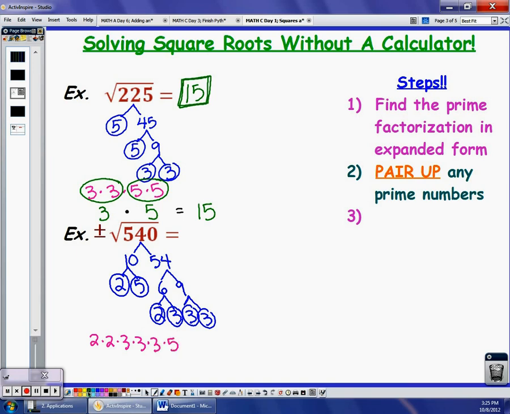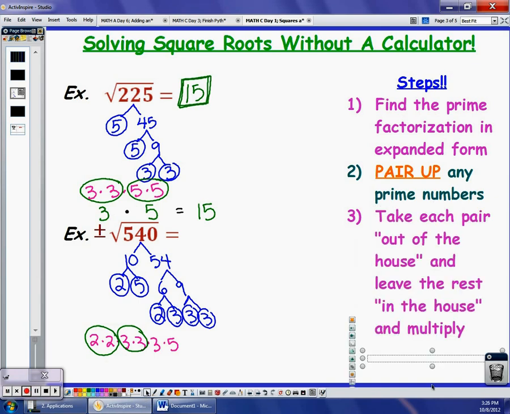Moving on to step 2, I need to pair them up. I notice that I have a pair of 2's and a pair of 3's, but the 3 and the 5 are still left over. This is when the third step comes into place. The third step says to take each pair out of the house and leave the rest in the house, and then multiply. When we say the house, we're talking about the radical symbol. So I'm just going to put a radical symbol next to the word house.